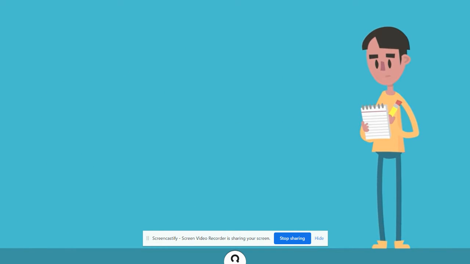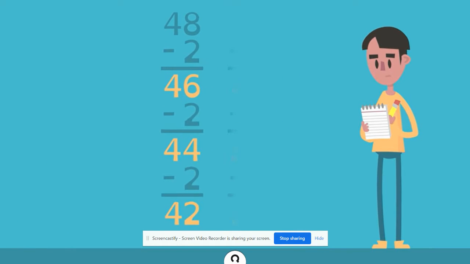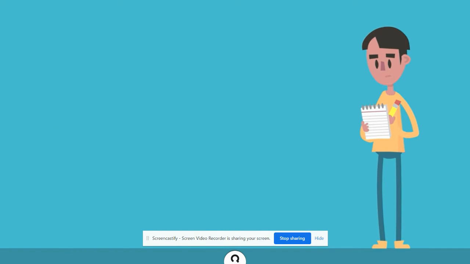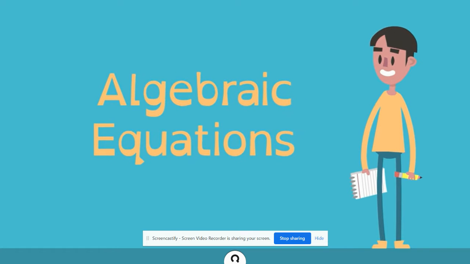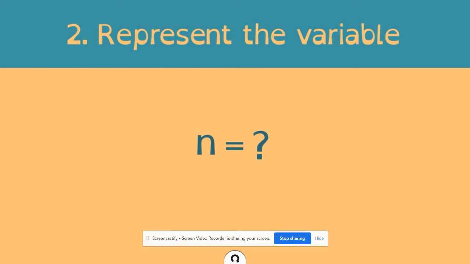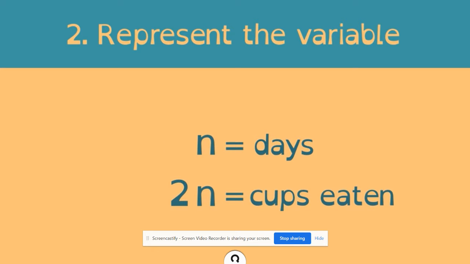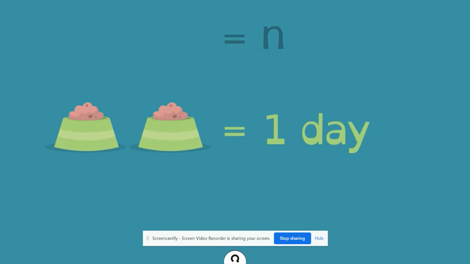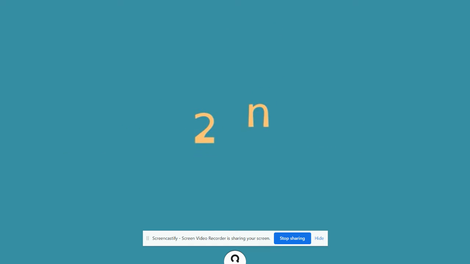He can find the answer through simple subtraction. 48 cups minus 2 each day until 6 cups remain. This method takes too much time. Is there a faster way? Yes. He can write an algebraic equation in 2 simple steps. The first step is to identify the variable, the number of days until 6 cups remain. The second step is to represent the variable with a suitable letter, like n for number of days. 2n represents the number of cups eaten. Here's why. Since every 2 cups eaten represents 1 day, the number of cups eaten can be found by multiplying 2 times n.